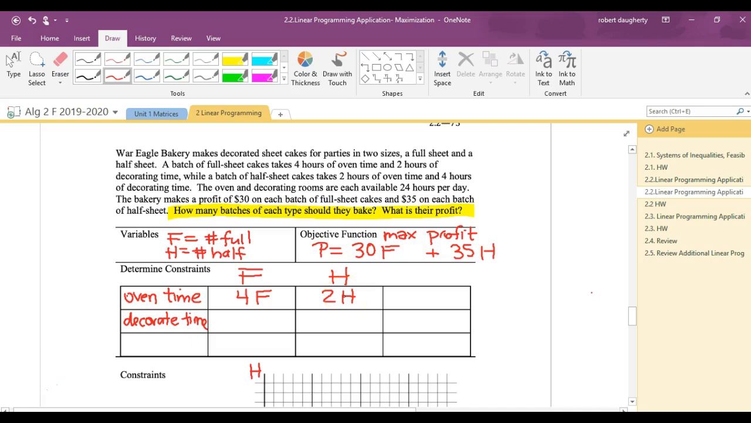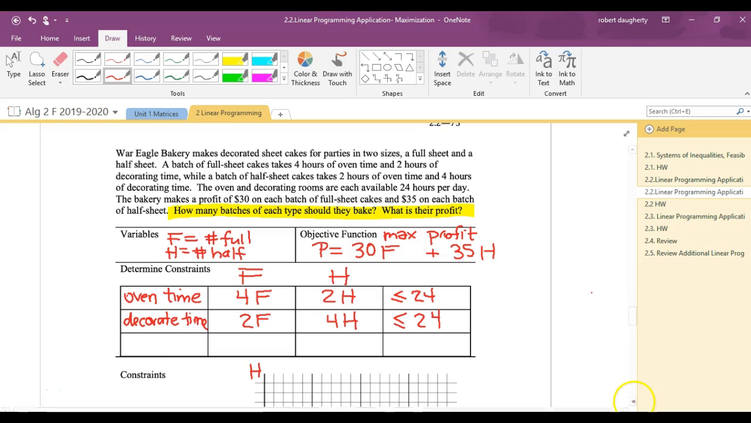How much oven time do I have to work with in this bakery? It says the ovens are available 24 hours a day, so I cannot use that oven for more than 24 hours. Some number less than or equal to 24. Decorating: the full takes 2 hours to decorate and the half takes 4 hours to decorate. It must be fancier. Again, my decorating room is only available 24 hours a day. So these are going to help me build my constraints.